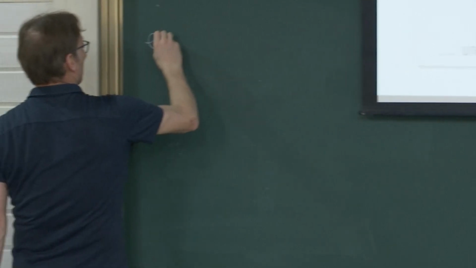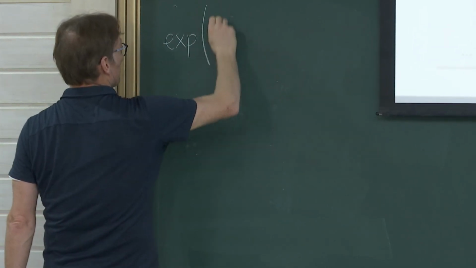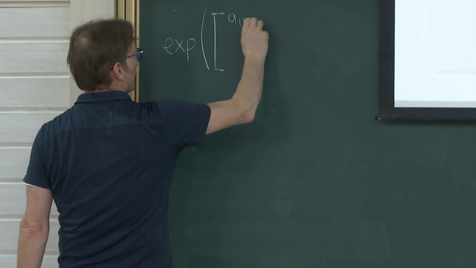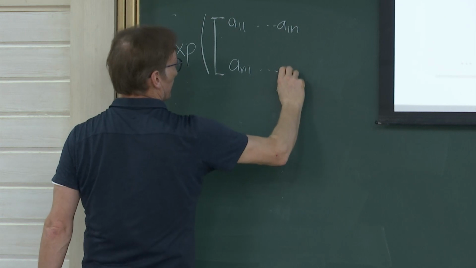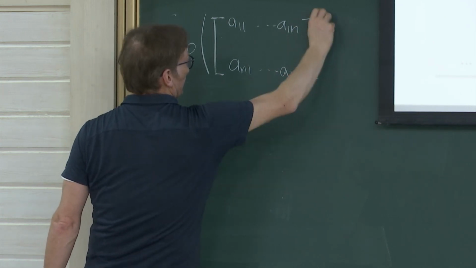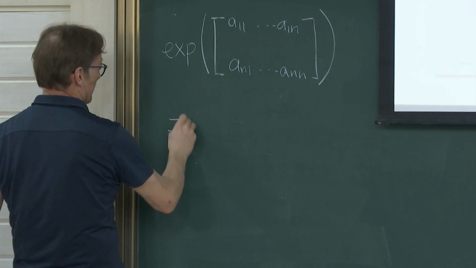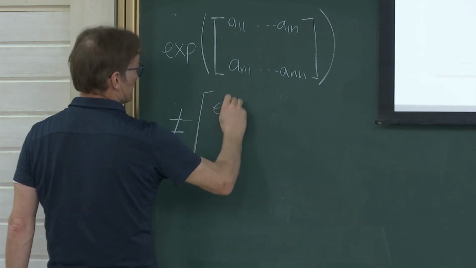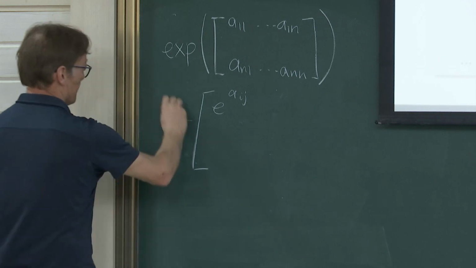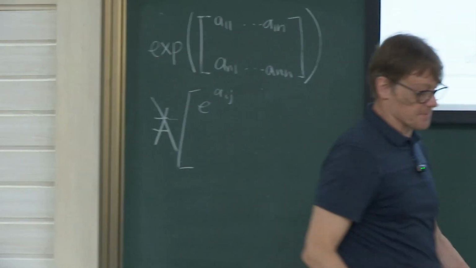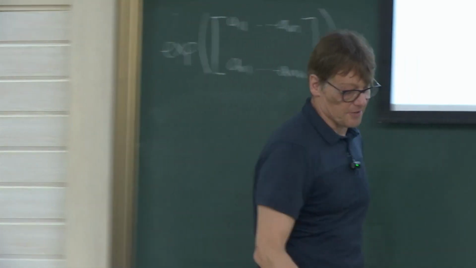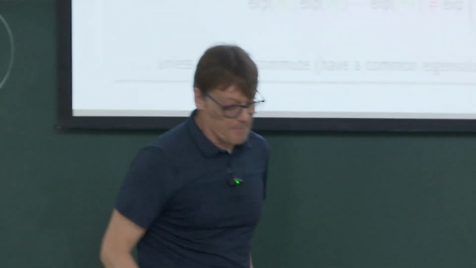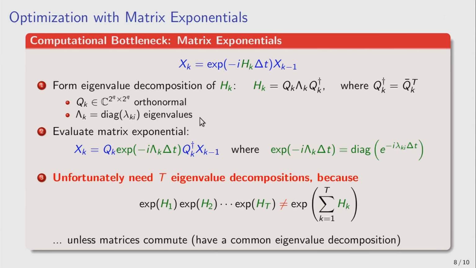So the exponential of a matrix A, that is not the same as saying I take the matrix where I just take the e to the A_ij. So that's not correct. Forming a matrix exponential is more involved, and I'm going to delete this immediately so that you don't remember it. What you need to do to form a matrix exponential is get the matrix into a diagonal form.